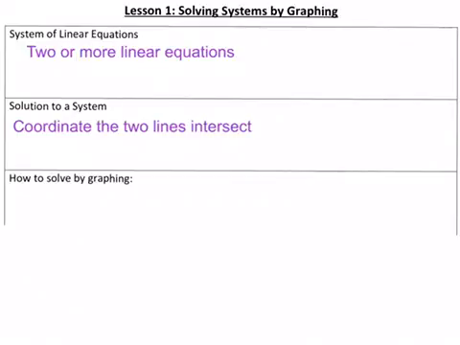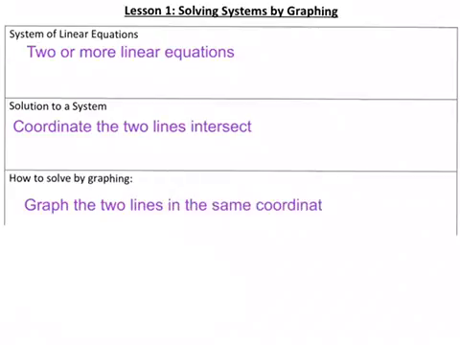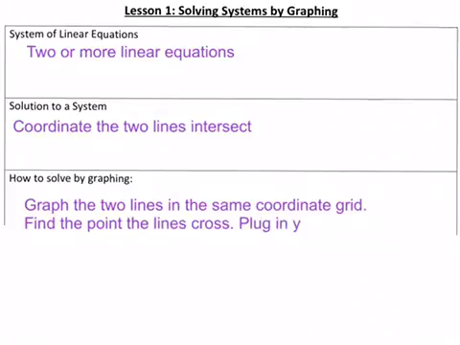So we're first going to solve by graphing. This is pretty simple. You're just going to graph the 2 lines in the same coordinate grid. Then you're going to find the point they cross, and then you can plug in your answer to check your work, because we love that we can check our work in math to know that you're right.